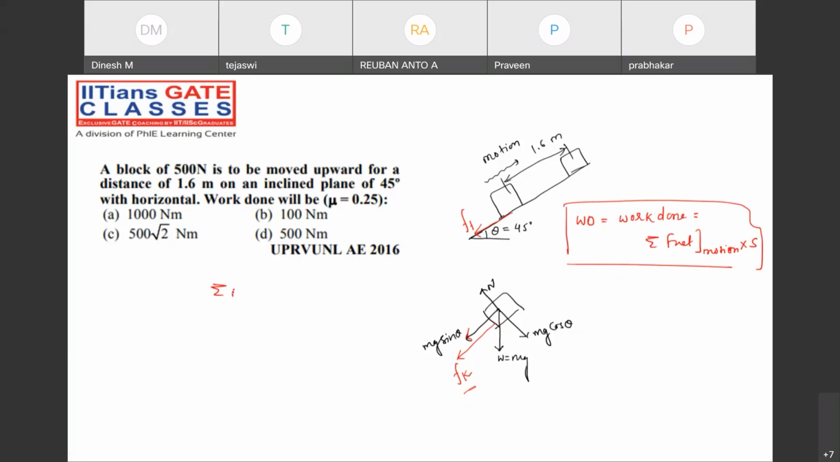What is the net force in the direction of motion? The motion is in this direction. Then what about the forces acting in the opposite direction? Then what is the value? Minus of mg sine theta plus friction force. Check it out. All of you, please check it out.